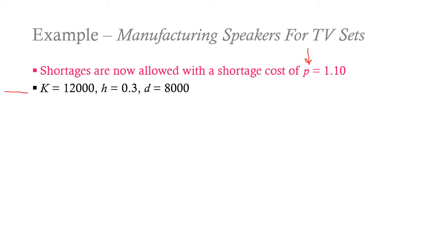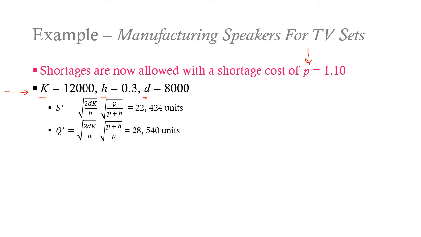And those were the other parameters given in the model. Capital K indicated the setup cost of production of speakers, H indicated the storage cost of a speaker, and D indicated the demand of the speakers, which is 8,000 speakers per month. If you substitute those parameters into the formulas of S, Q and T, then we get S as 22,424 units. You can just pause this video and then calculate S. Similarly, Q star comes out to be 28,540 units and T star comes out to be 3.6 months.